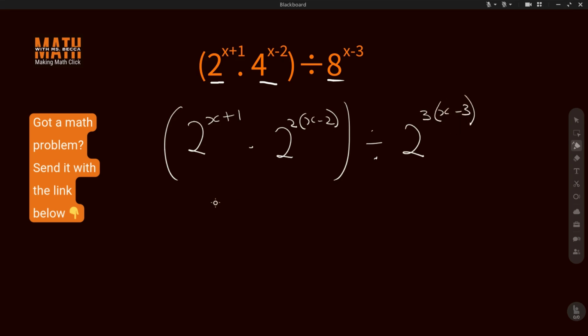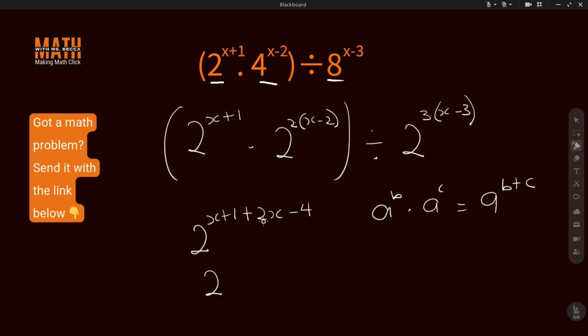Now let's simplify further. Don't forget that when we have dot here, for indices rule, a power b dot a power c will be equal to a power b plus c. So here now that means we'll be having 2 power x plus 1, then plus, let's open this bracket, 2 times x will be 2x, then 2 times -2 will be -4. So this will now be 2 power x plus 2x is 3x, then 1 minus 4 is -3.